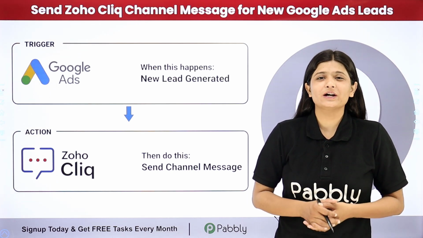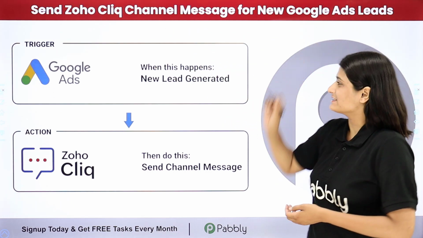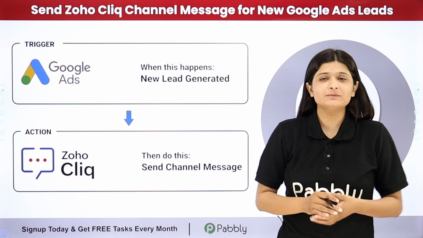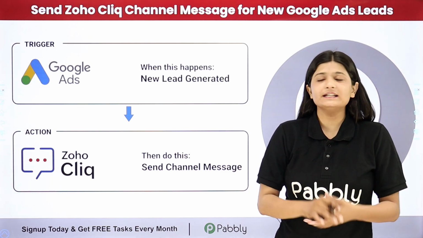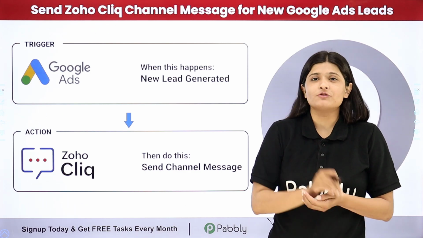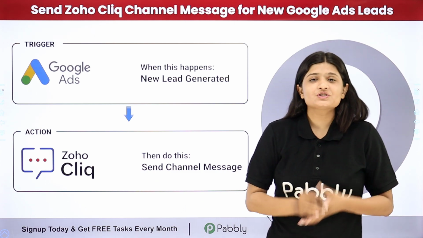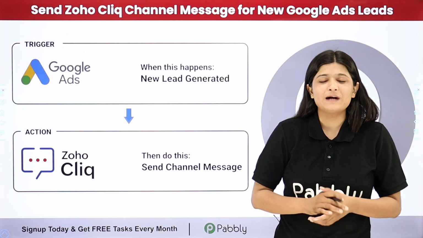So in this video, we are going to learn how to send Zoho Cliq channel message for new Google Ads leads. Let's suppose I am running a digital marketing agency and collecting all the leads with the help of Google Ads. Now I want that whenever someone submits the form, a channel message is automatically sent in Zoho Cliq. I can do this automation with the help of Pabbly Connect.